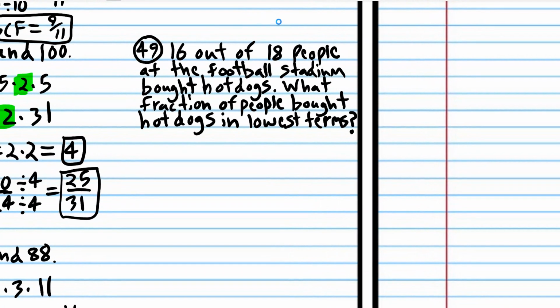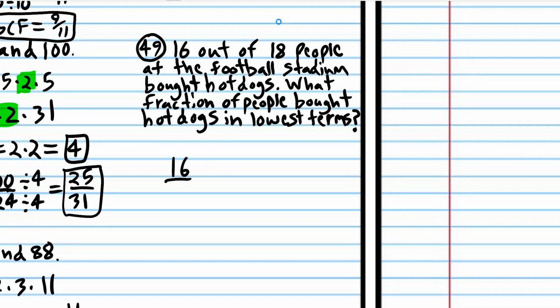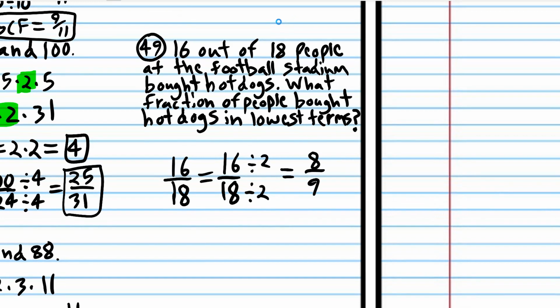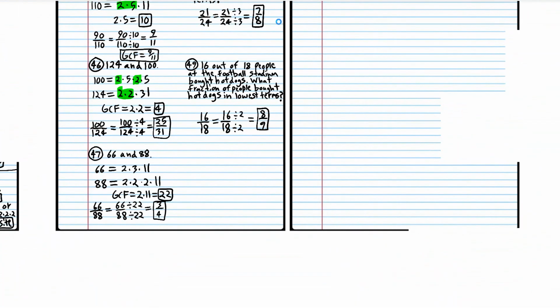All right, number 49, 16 out of 18 people at the football stadium bought hot dogs. What fraction of people bought hot dogs in lowest terms? So we have the fraction of people, but we don't have the fraction in lowest terms. If you know your multiplication facts, you know you can divide both sides by 2 and you get 8 over 9. Also, 2 just happens to be the GCF. So that's how that applies to the whole concept of GCF.